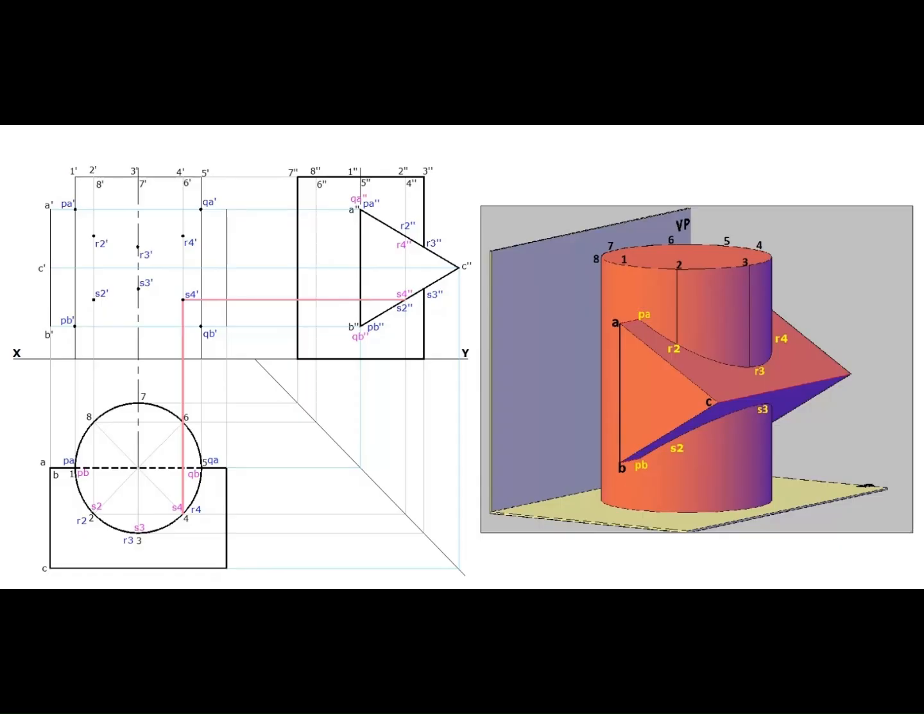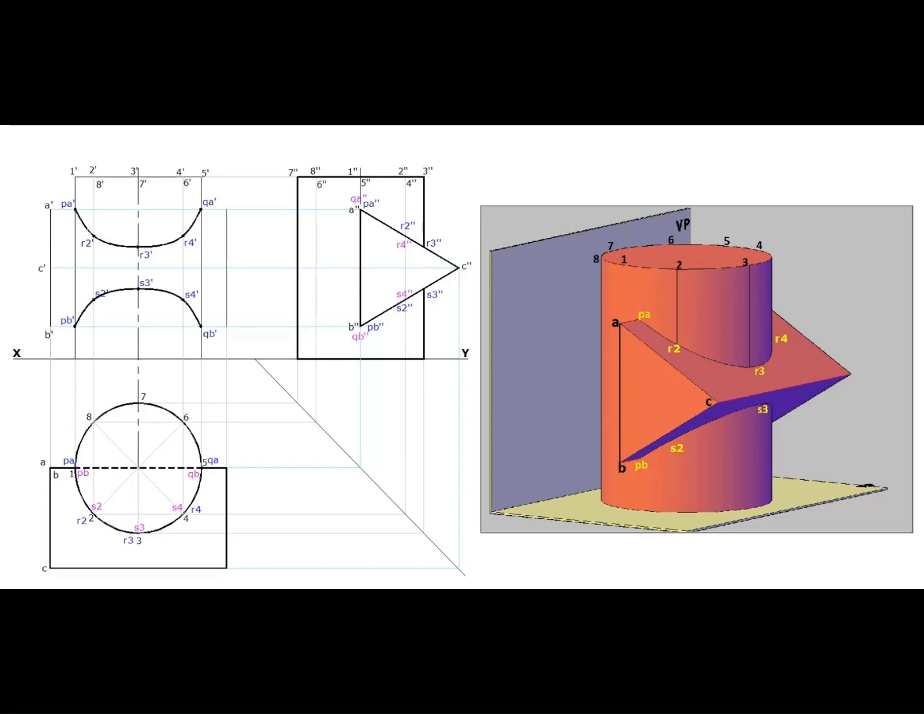Join PA dash, R2 dash, R3 dash, R4 dash, and QA dash with a smooth curve. Similarly, join PB dash, S2 dash, S3 dash, S4 dash, and QB dash.